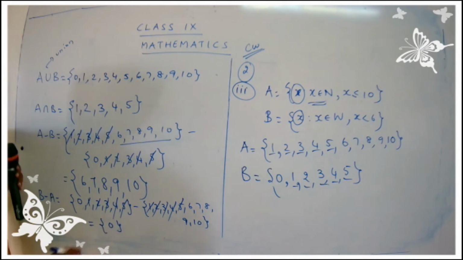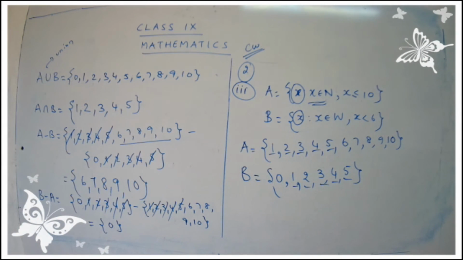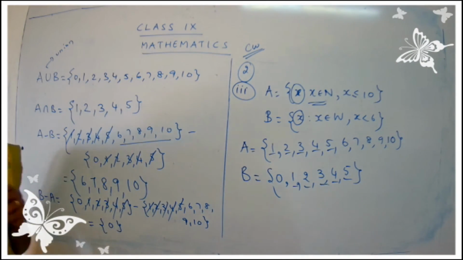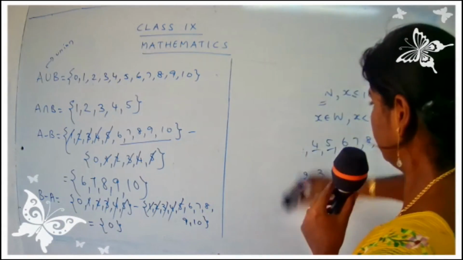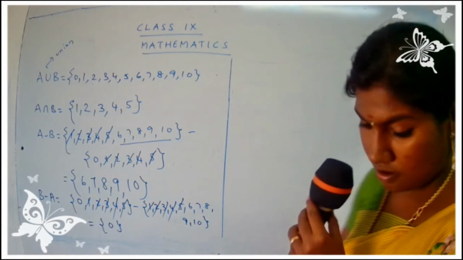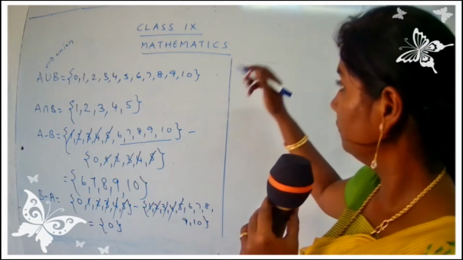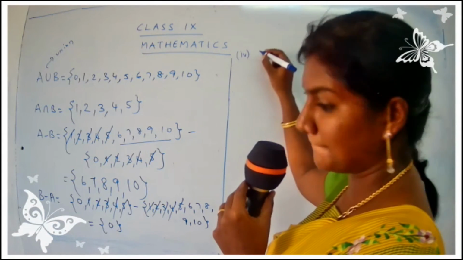So write neatly, children. Okay, so we have completed the third subpart. So let's go for the next subpart. What is the next question? A is equal to... fourth subpart.